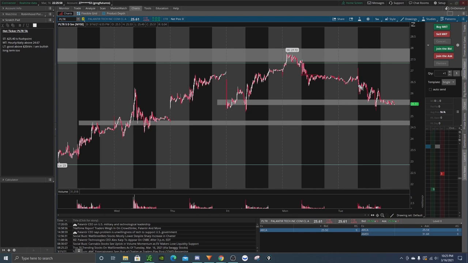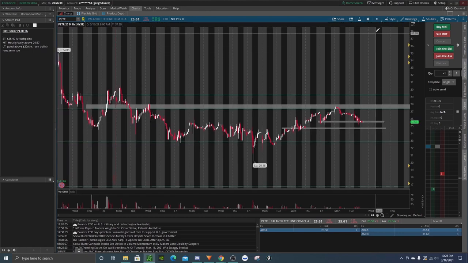Otherwise, on the top side, if PLTR can start breaking first 26.50, so 26.50 is the start of a potential new uptrend. But really, we got to get above this breakdown candle high and close hourly above 27 to test the top end of this supply zone and test 28. So that's short term. Medium term, that 24.67 is really important.